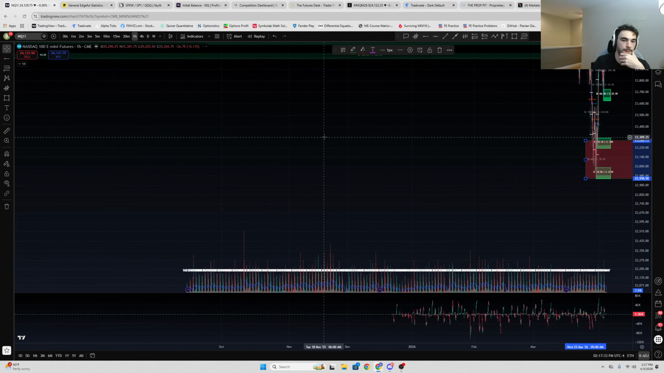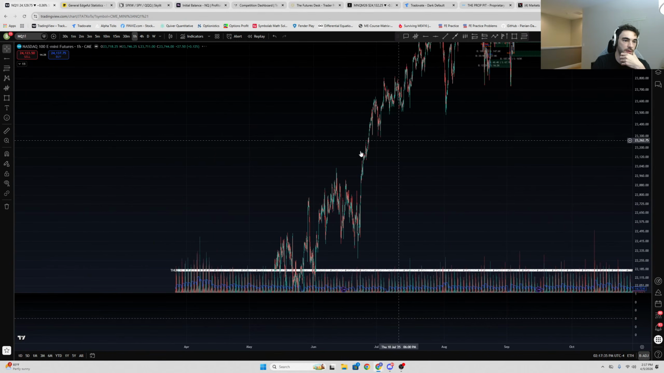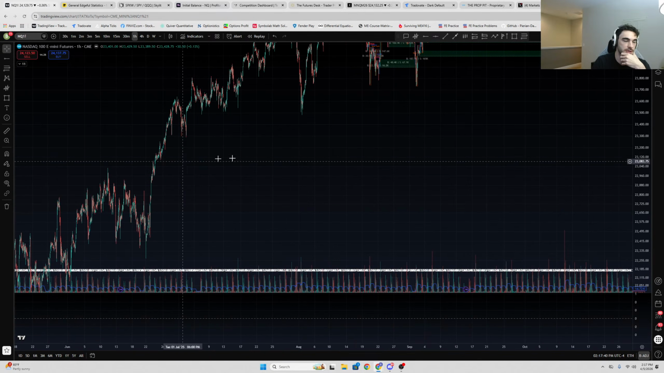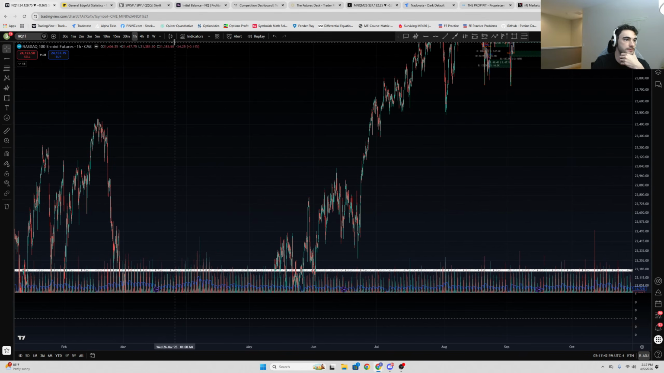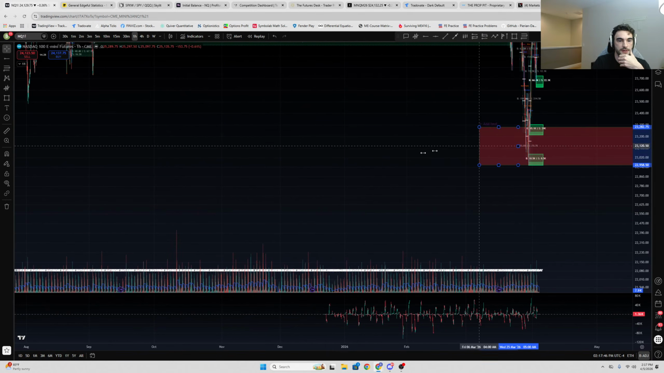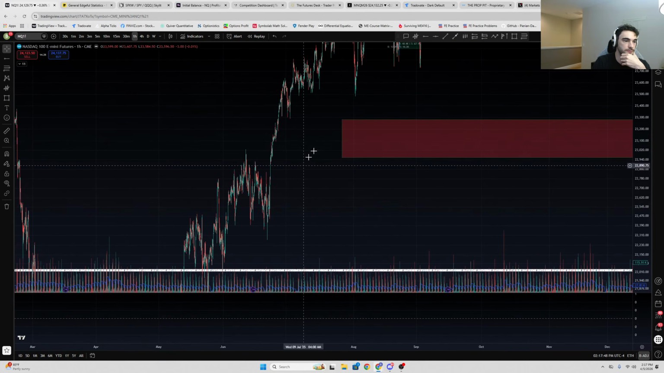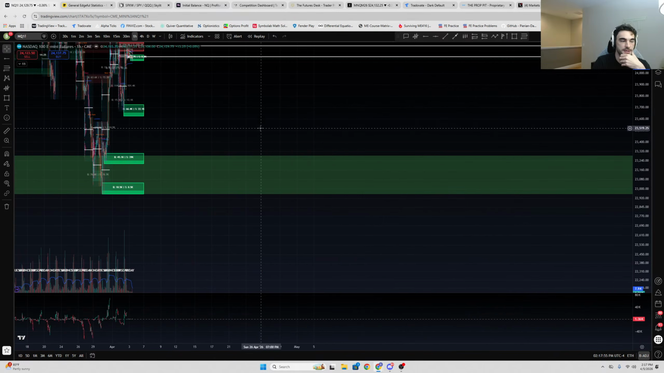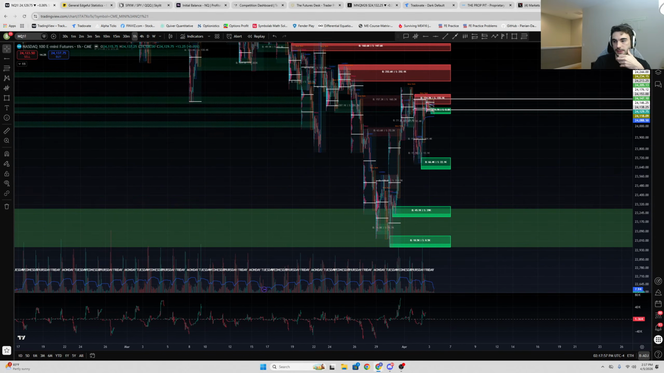Where's that from? Well, I went all the way back to here, where we had this little bit of consolidation. I think I marked this off the daily time frame. So I marked this out as support. And then I'm going to change this from red to green. So I marked this out as support, and then the resistance area I marked out.